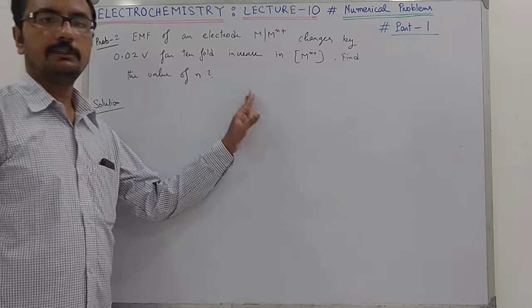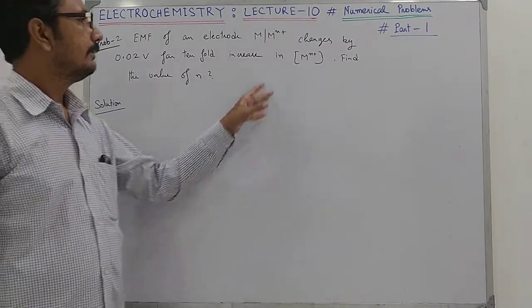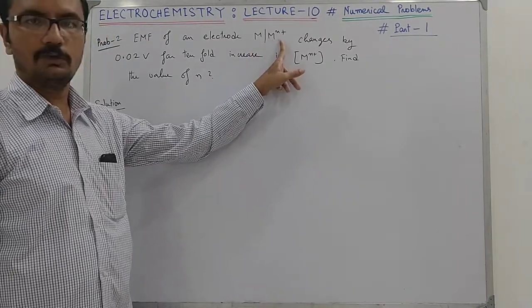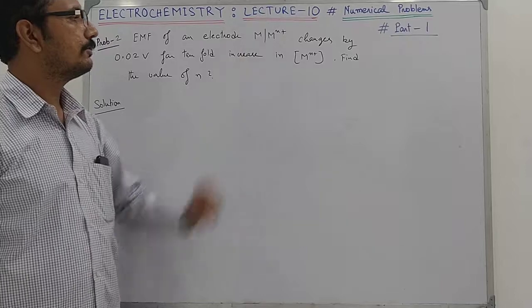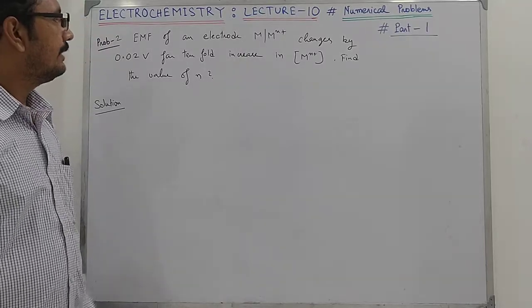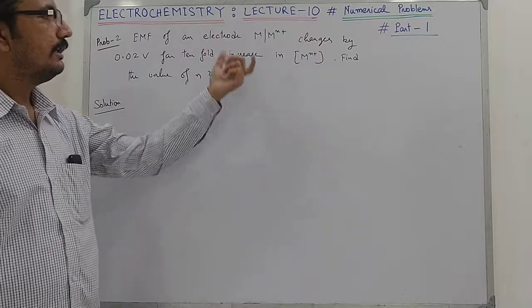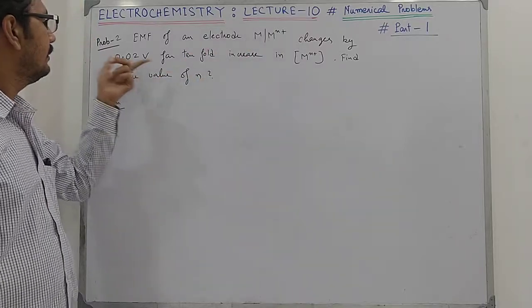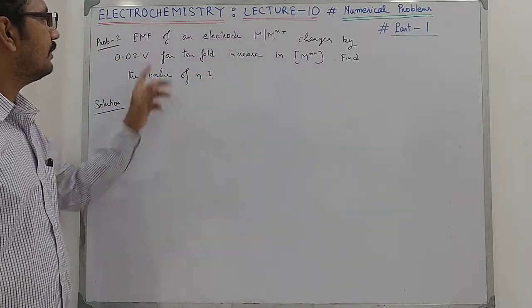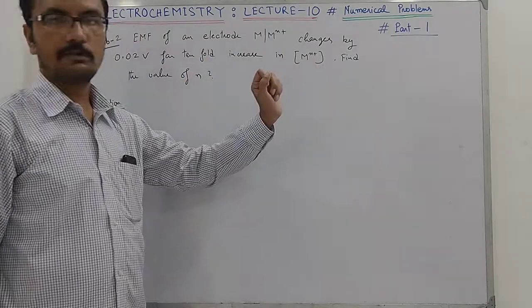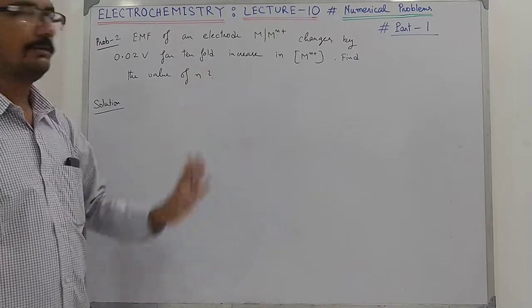So another half cell is given. It is an unknown metal dipped in a solution containing its own ions. Valence is not known. And it is said that the EMF of this half cell, that is single electrode, changes by 0.02 volt for 10-fold increase in the concentration of the ions. So find the value of n.